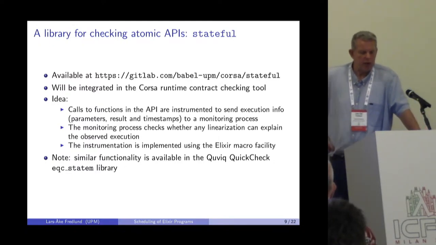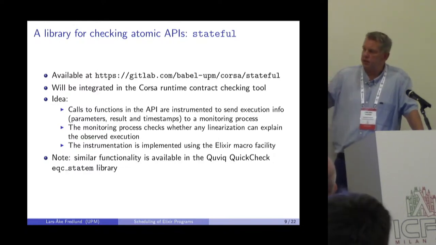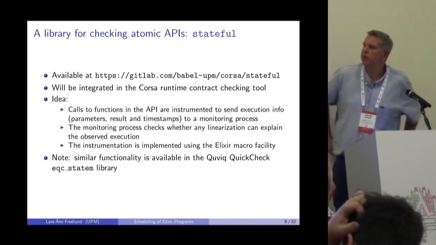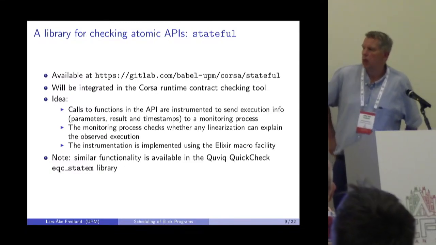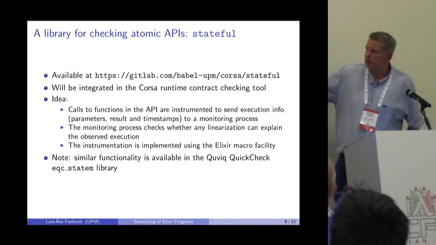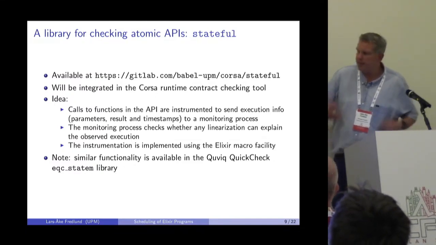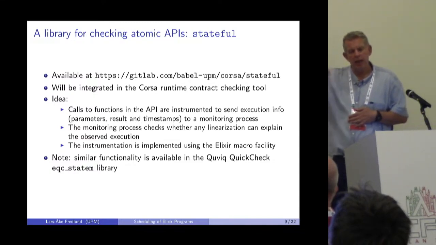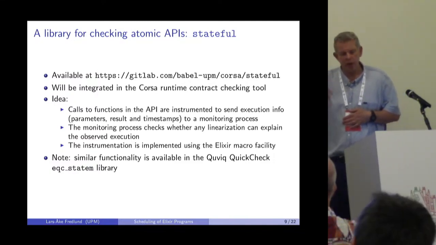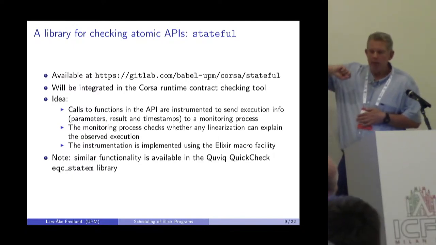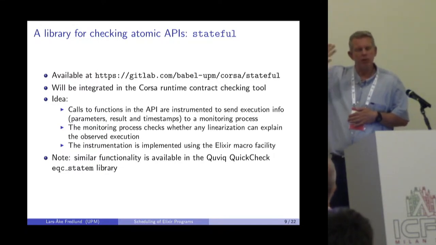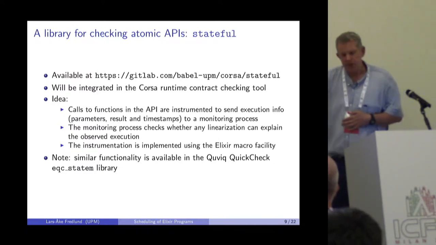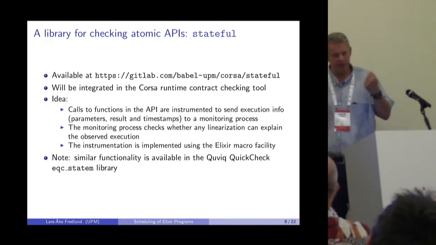We have a tool, Stateful, for checking such linearizations of APIs, and the aim is to integrate it in the Corsa runtime code contract checking tool that we have developed as well. Okay? So the basic idea is very simple. So we are going to run a linearization monitor process, if you will, separate. And when we execute functions in this API that we want to check, these functions should inform the process, checking linearization, that the call has started with the parameters, the timestamp is very important.